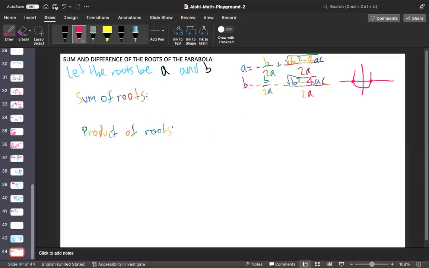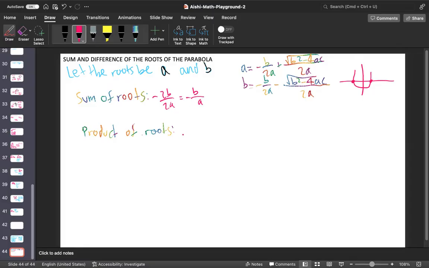Okay, so if we have the sum of roots, the positive square root of b squared minus 4ac divided by 2a is crossed out with the negative square root of b squared minus 4ac divided by 2a. So we would be left with negative 2b by 2a, which is equal to negative b by a.